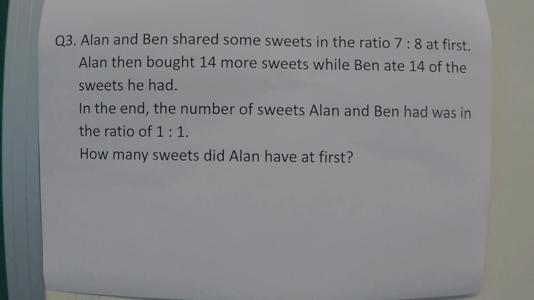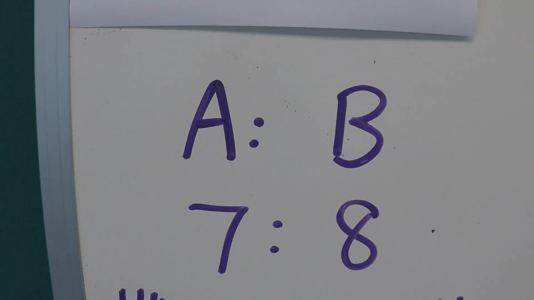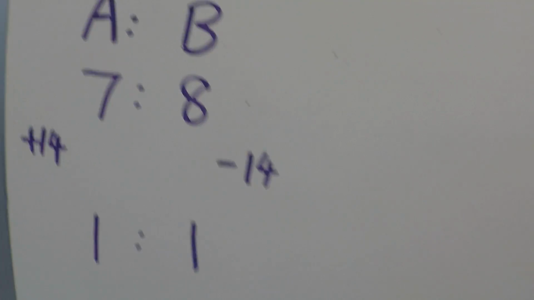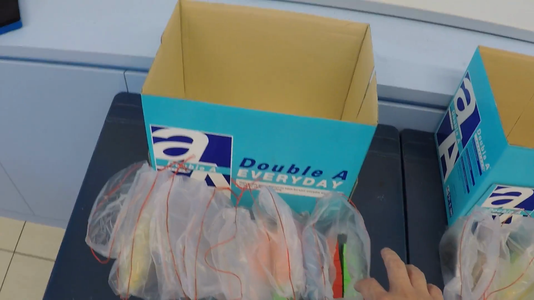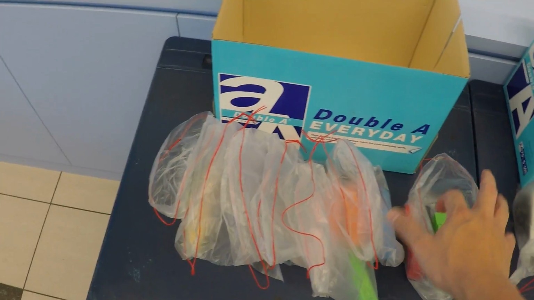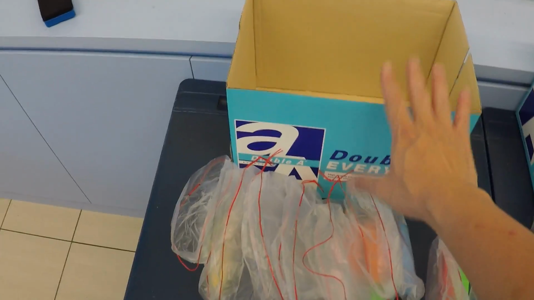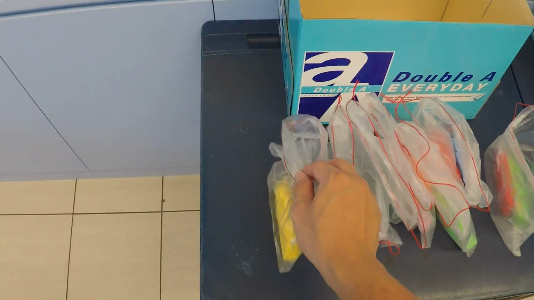So if we were to put it into ratio, it would look something like that. Alan is to Ben is 7:8. Now let's take a look at the manipulatives that we have. Assuming we have these multilink cubes that represent the sweets, for Alan, I would have 7 packets. So, 7 bags of the sweet.